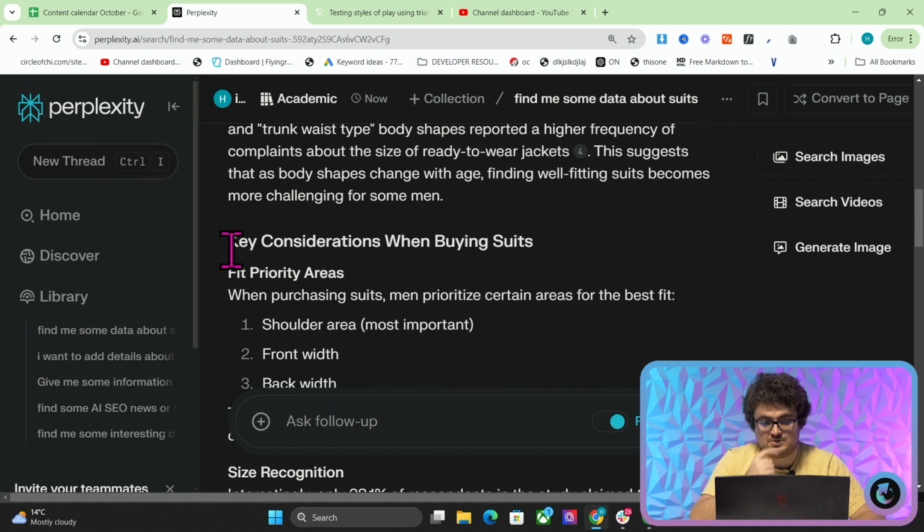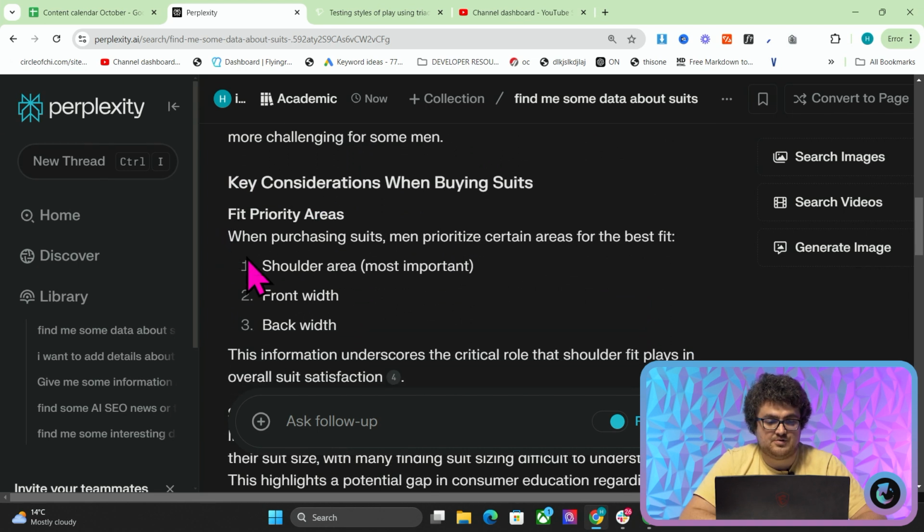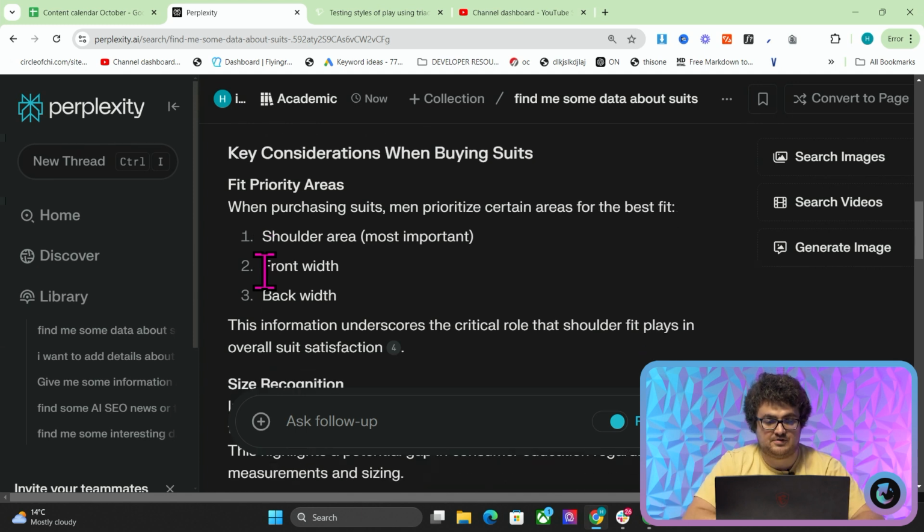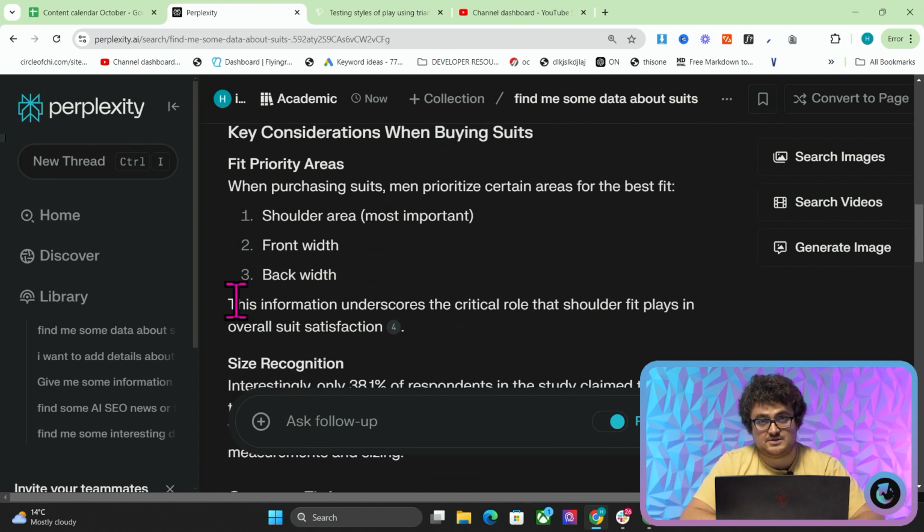Key considerations when buying suits. Fit priority areas. Shoulder area is the most important. Front width and back width are also very, very important. Again, this can help you enrich an article because now you could focus your article around, or what your AI is writing about suits, around the shoulder area, the front width and the back width.